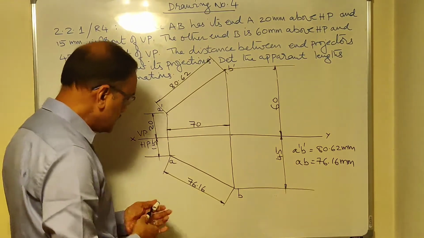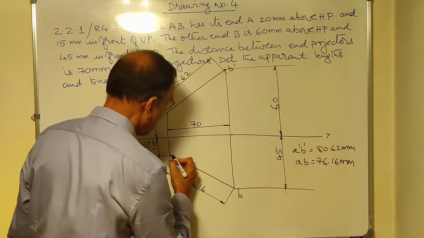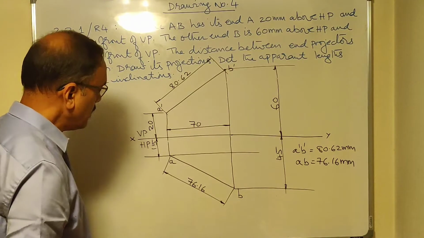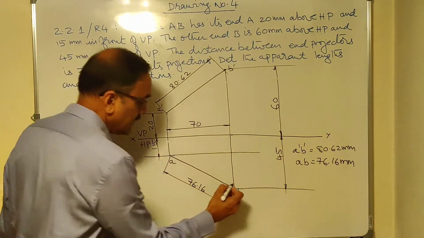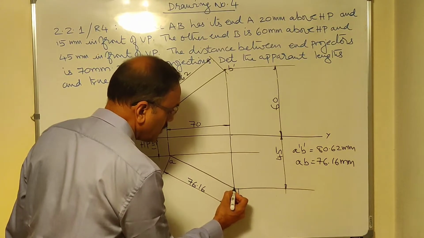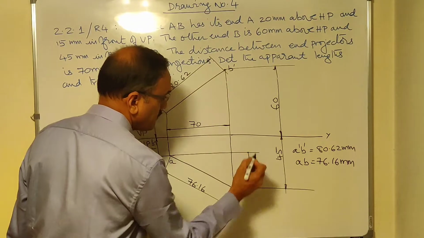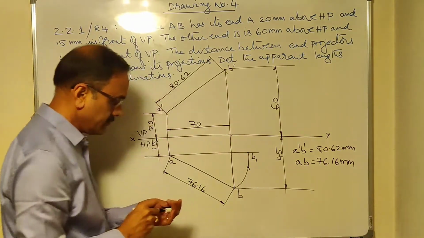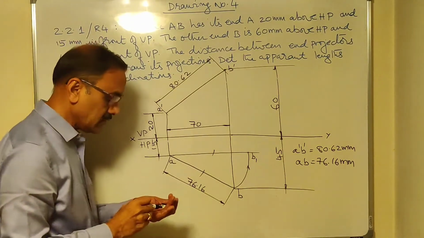So what I do is, go to A, passing through A, draw a line parallel to the XY line. This should be a thin line. Now use your compass, take A as center, AB as radius, and draw an arc onto the line drawn. This is B, it has moved to point B1. So this line and this line are equal in length.